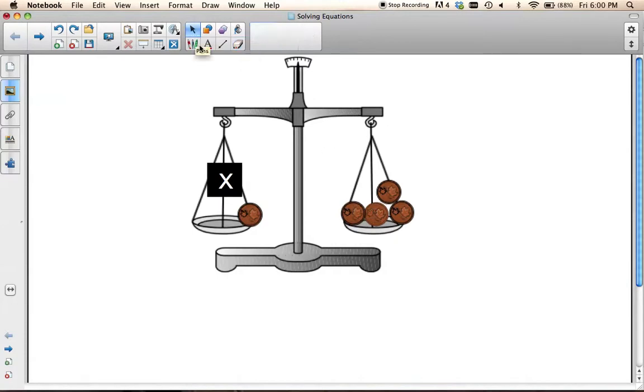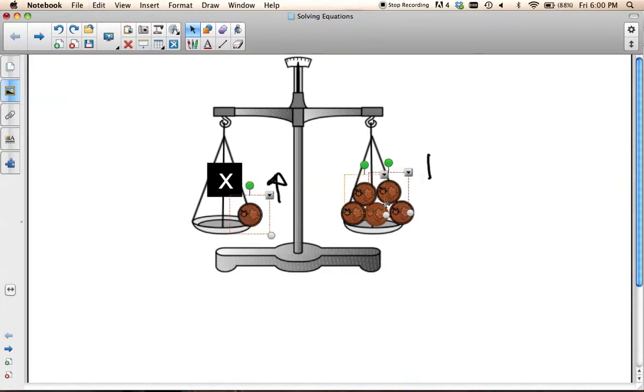So I need to get this x alone. So I'm going to take away the last penny, and this side is going to go up, this side is going to go down, so I'm going to take away the other penny. And what that leaves me with is x, my unknown, is equal to 3 pennies.